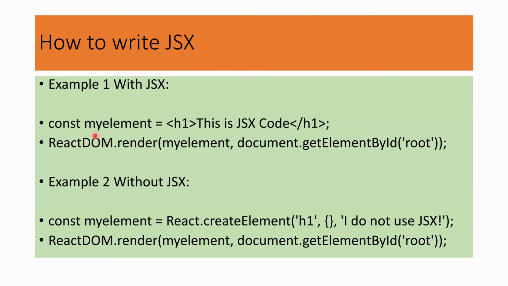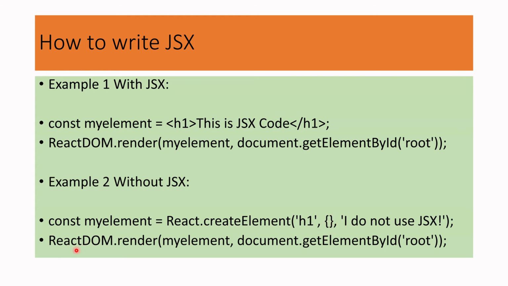First we will go through the one without JSX. We have a const myElement, and in that we are going to write React.createElement. React has its own module, and we already told you React is a JavaScript library. This library contains createElement as a method, and we pass the HTML element we want, the h1 tag, then the curly braces, which we will talk about later, and then the single quote content that we want to display on the page. So this is the content, and this is the h1 tag.